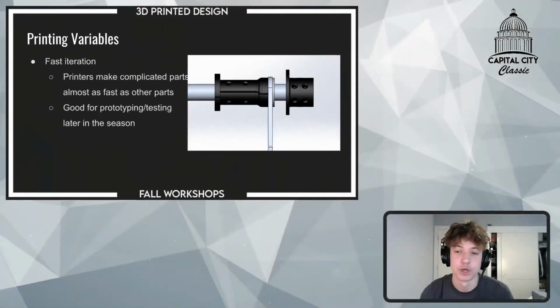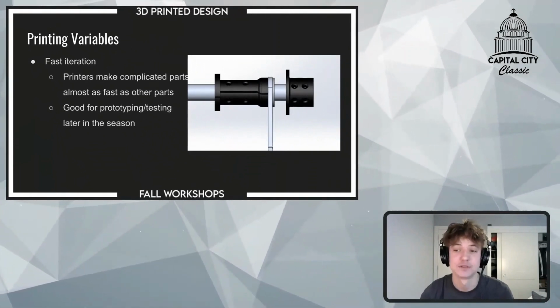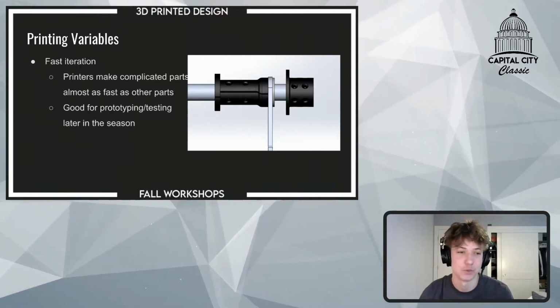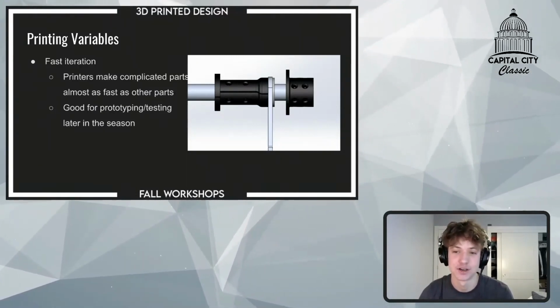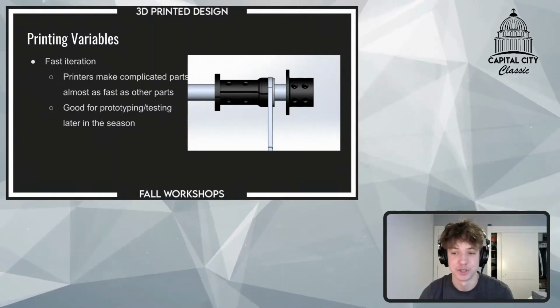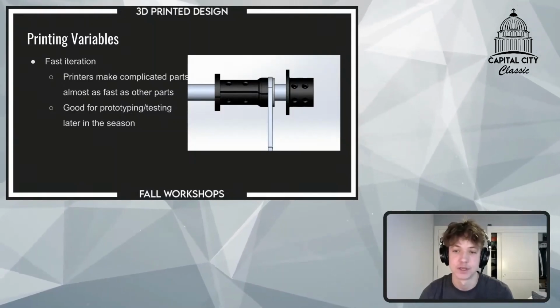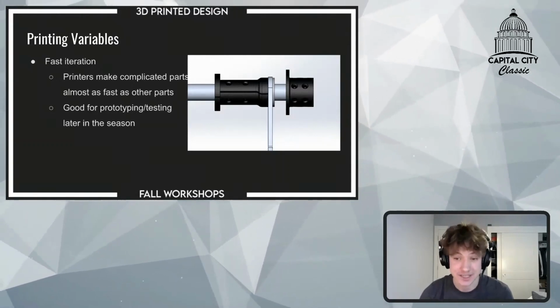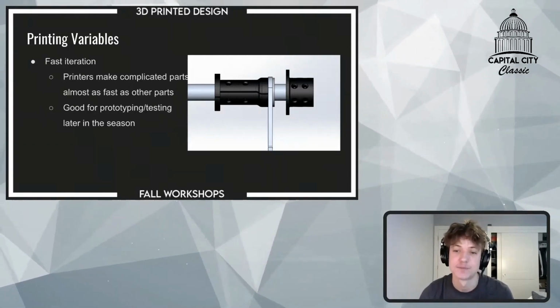So now we're going to move more into how to successfully design for 3D printing, kind of where you should be using 3D printing on your robots. These are places where 3D printing really offers an outstanding solution. So the first application here is fast iteration on complex designs.